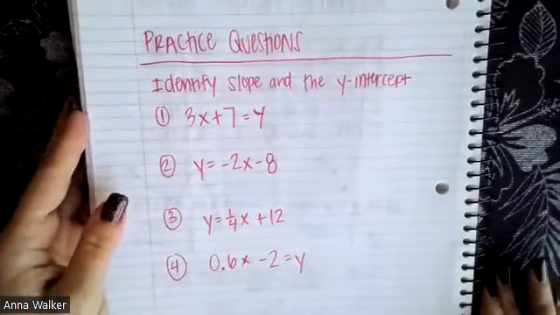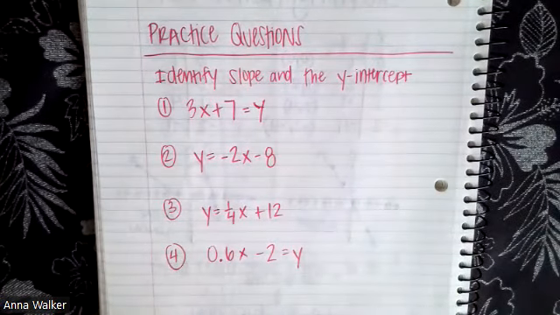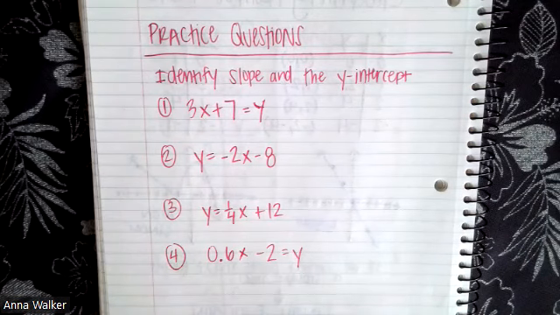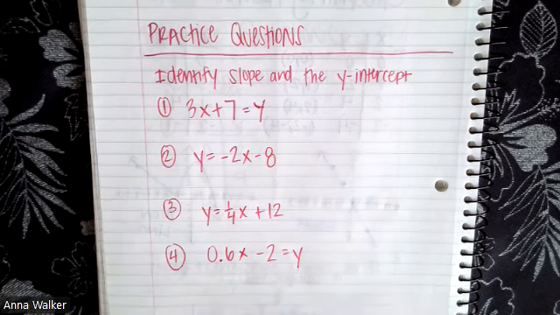Okay. So here are your practice questions. What you're going to do is identify the slope and the y-intercept. And so these are going to be number answers. Okay. So you have y equals 3x plus 7, y equals -2x minus 8, y equals 1/4 x plus 12, and then 0.6x minus 2 equals y.